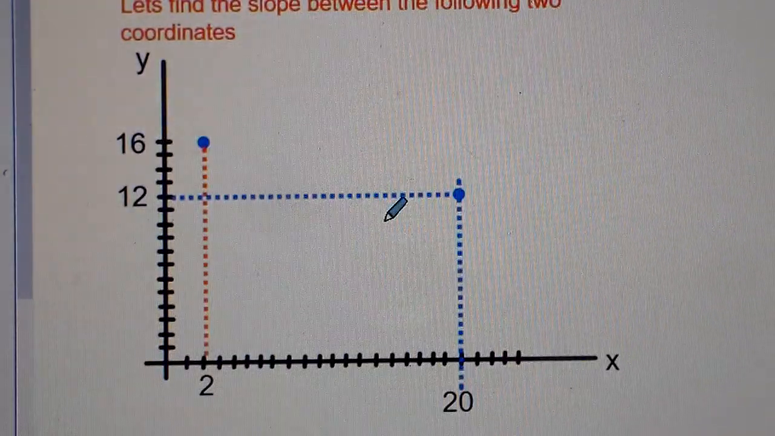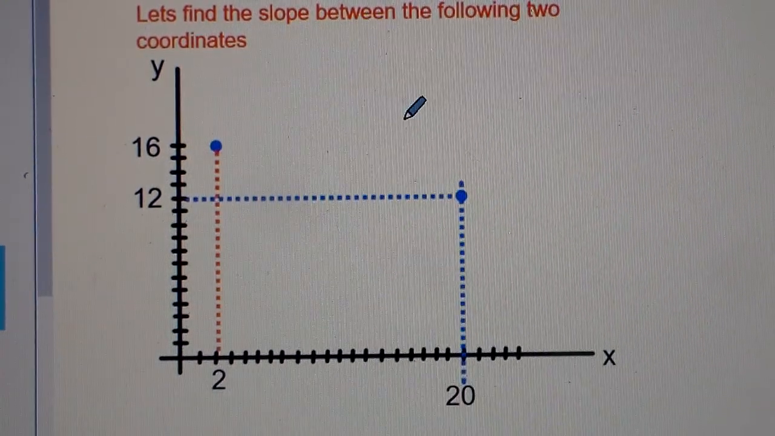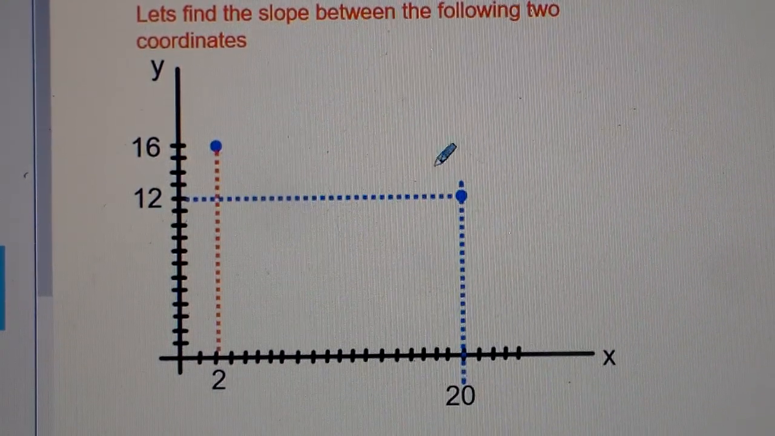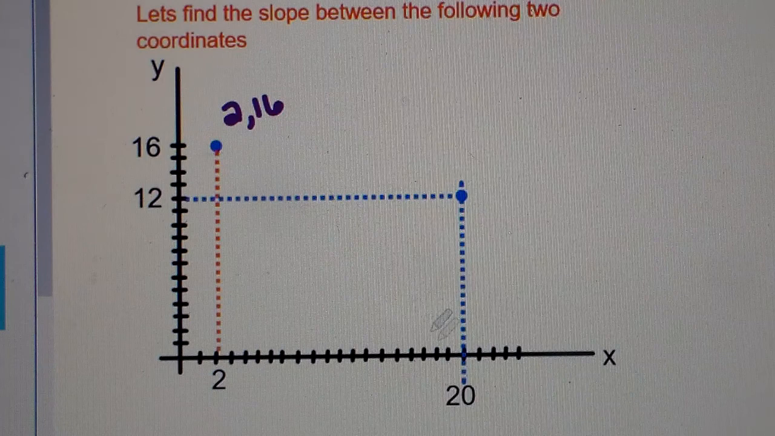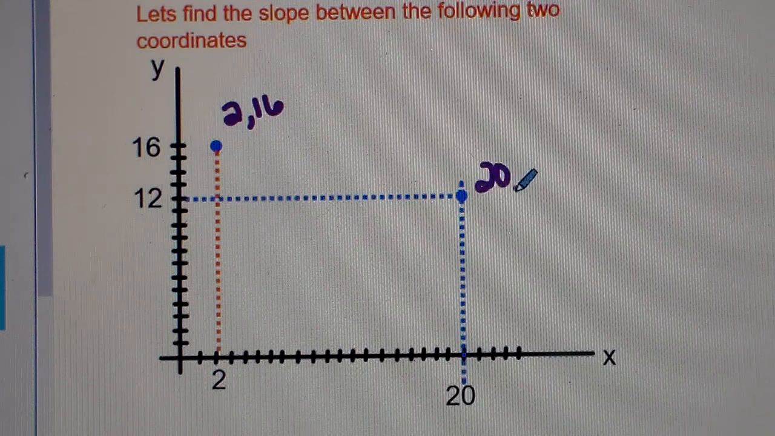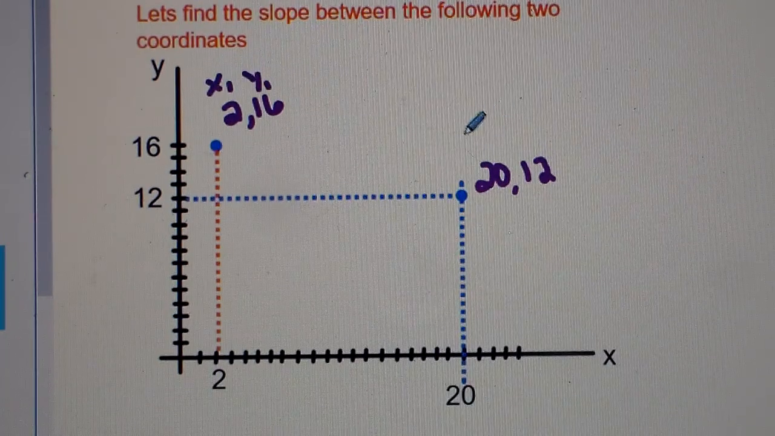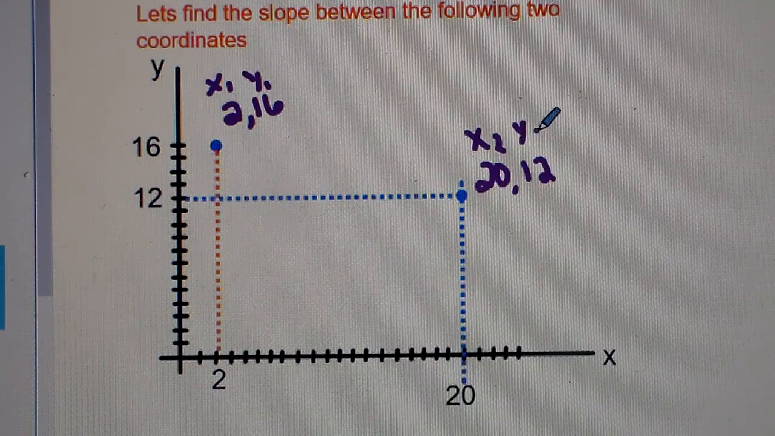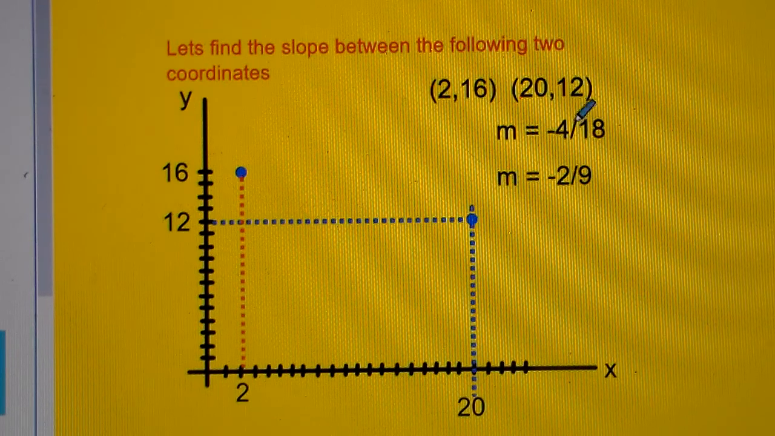Let's do another one. So we just have a graph here. That's all I'm giving you. And your goal is to find the slope between these 2 points on the graph. So we have 2, 16. And we got 20, 12. Here's your x1, y1, x2, y2. We subtract it out. 12 minus 16 gets you negative 4. 20 minus 2 gets you 18. Now we gotta simplify that down. Negative 4 over 18 simplifies down to negative 2/9.